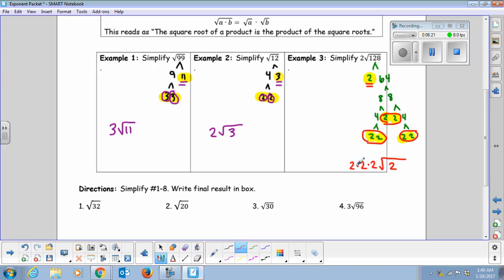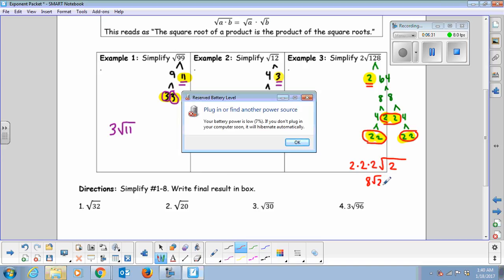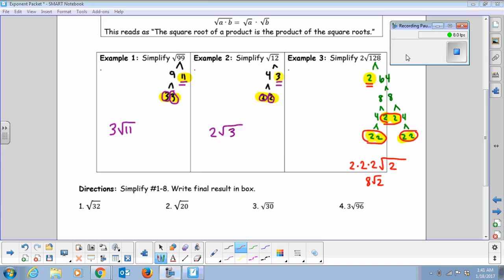Once you have this, we want to go ahead and finish it. So 2 times 2 times 2 is 8. So we have 8 root 2. But the very last step is to recognize that this red part was only the square root of 128. We still need to take care of this 2 right here. So the very last step is to multiply the first number that you have by 2. So for example 3, your final answer should be 16 root 2.